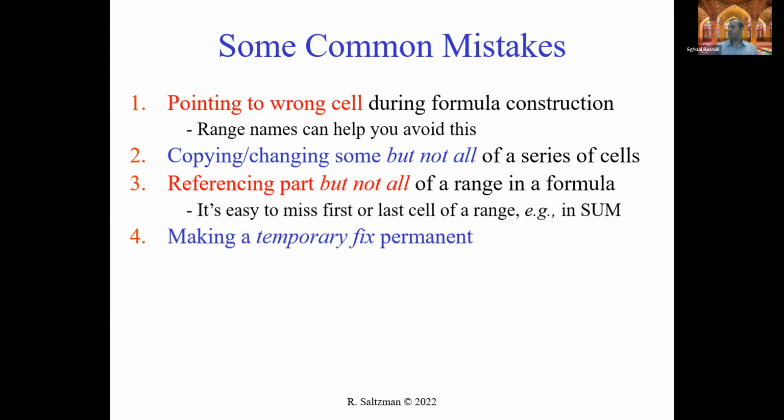Making a temporary fix permanent. So for example, you're working with a model, and then you try to see, okay, what if instead of 4, it was 6? And then you implement that to see it for your understanding or curiosity, or for whatever reason. You change that value to 6, but then for whatever reason, you forget to change it back to 4. Okay.